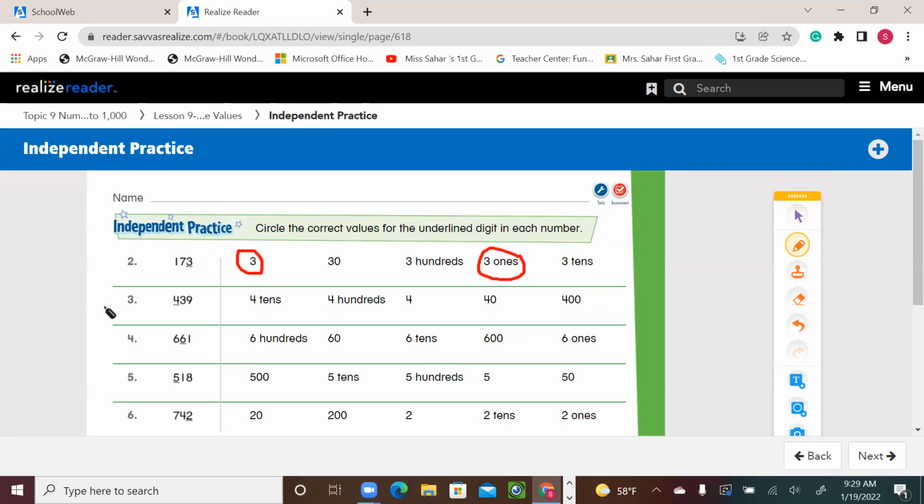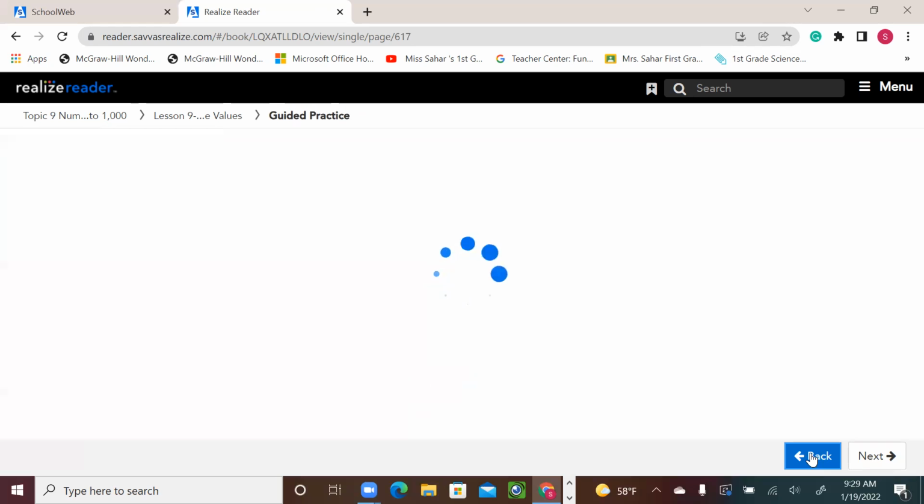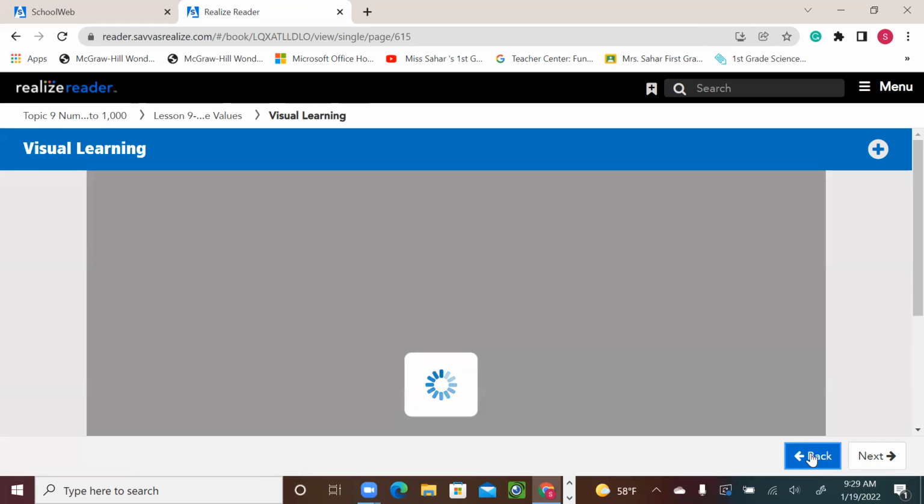All right, let's do number 3. 439. Underline the 400. So that's 400. That's what I'm going to be looking for. I know it's 400. Underline, circle it, and then this is how we write it. All right, so you're looking at each number that's underlined, you learn the value, and then you circle it. So in each line, you need to circle 2 times. All right, let's go see the exercise that we had in the beginning of the lesson.